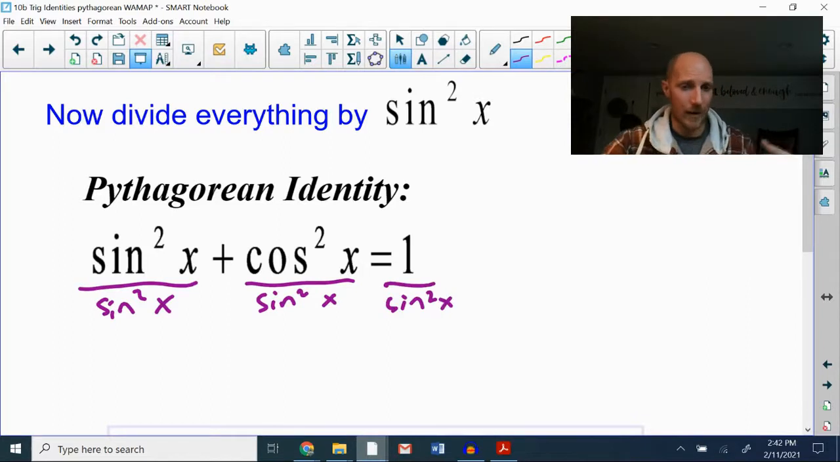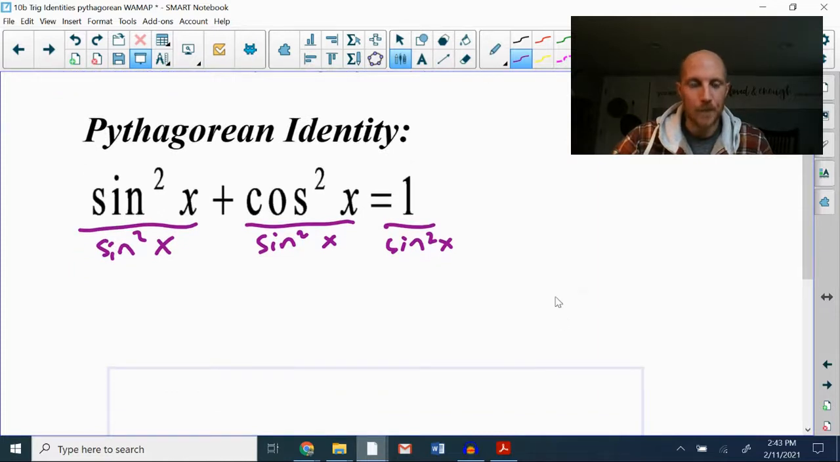Okay, and so this is a valid algebra operation. As long as you do the exact same thing to both sides of the equation, it's going to stay balanced. Totally valid, right? So I've divided everything on the left side by sine squared of x. I've divided everything on the right-hand side of the equal sign by sine squared of x. So algebraically, this is totally fine.